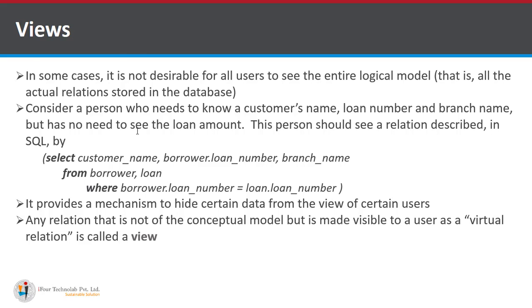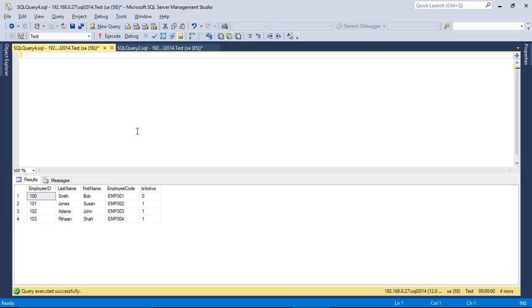You can also say that a view is nothing but a temporary table which we can use in our entire network. Let's create a view for an employee table where we want only employees who are active now. So let me create a view for this. Create view. The name of the view will be employee by active.